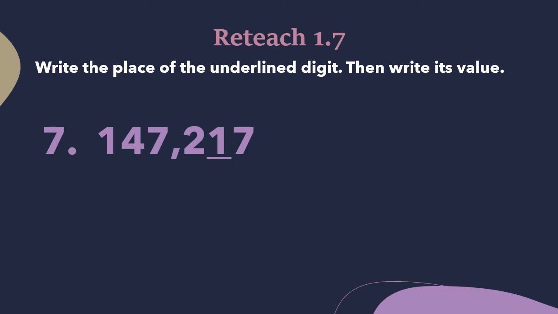Okay, now you've had a chance to figure out what place the 1 is in and what its value is based on that place. So, in 147,217, the underlined 1 is in the tens place. Remember to put that S at the end of 10 to make the name of the place, tens. And if there is 1 in the tens place, the value is 10.